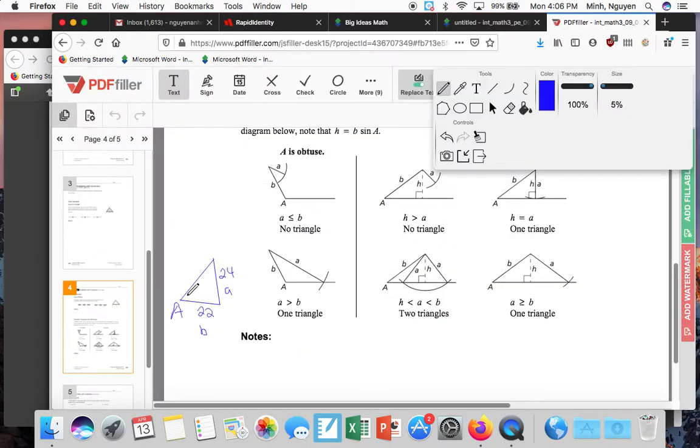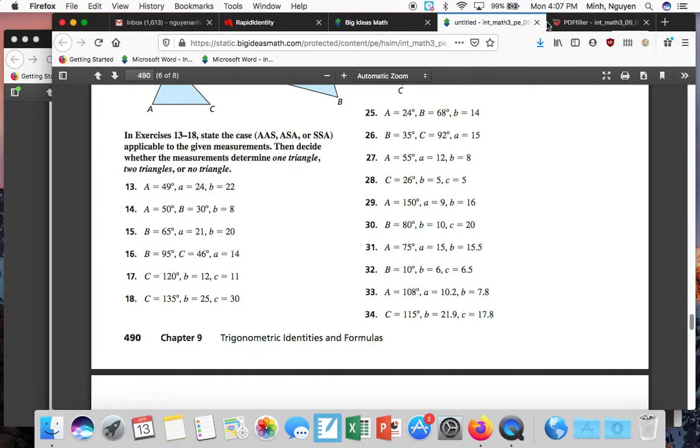So this is 49 degrees. We've established for number 13 that this is an SSA. So I have a side and an angle. Even if I drew this and made this over here, the only thing that matters is that an angle is opposite. So they would never call this angle A and then write, oh, this is side B. No, this is angle A, so the side across from it is going to be side lowercase a. Okay, now decide whether the measurements determine one triangle, two triangles, or no triangle.